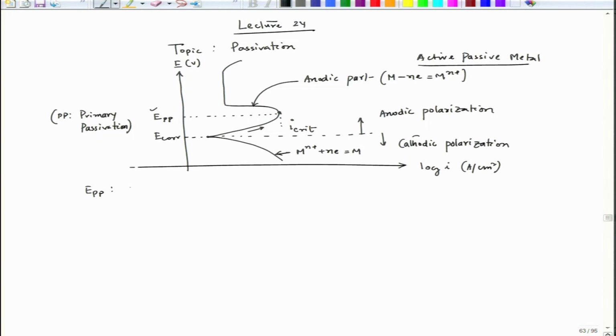EPP is nothing but the primary passivation potential. Once this is reached, this is basically the maximum IA that is possible, or the maximum dissolution rate when we go from E core towards the positive side.